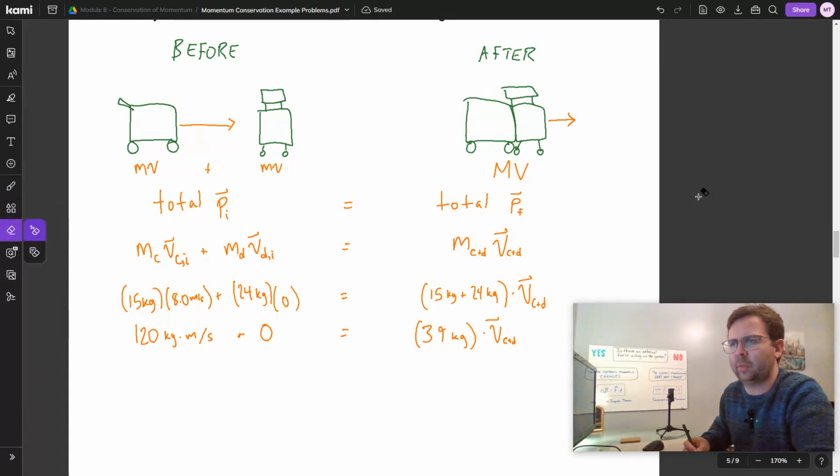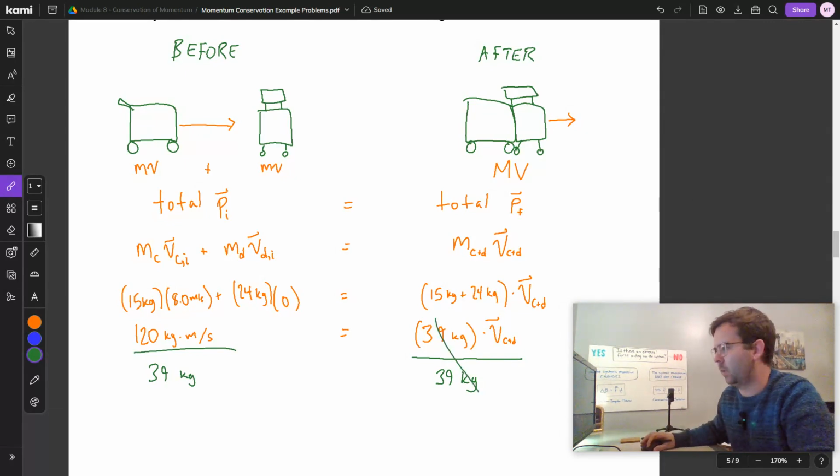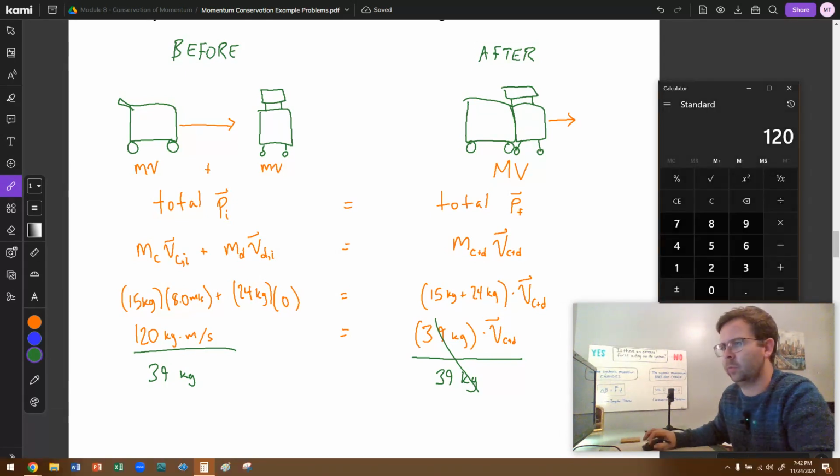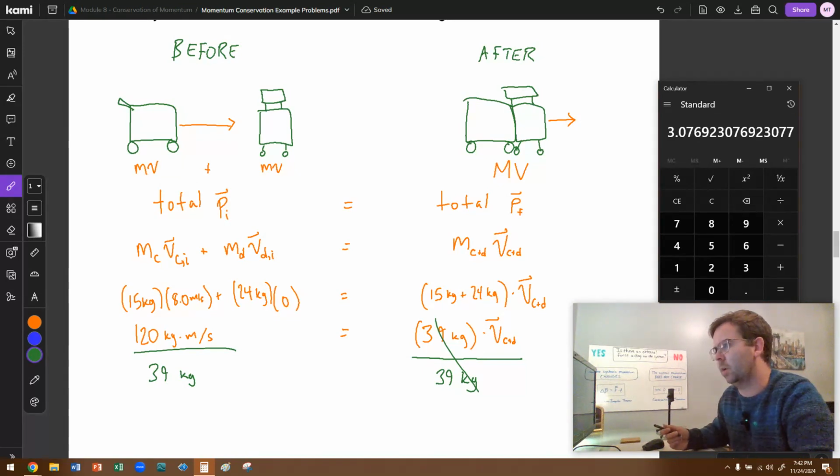I'm going to erase it just to make my math a little bit more clear on this next step, because now I need to solve for the velocity of the cart and display stand together. To do that, I'm going to undo the multiplication by dividing by 39 kilograms. And because we have an equal sign, we have to do the same thing to the other side of the equal sign to keep it equal. That gets rid of the number in front of the velocity that we're looking for. But now we're going to do 120 divided by 39. That'll give us, we need two significant figures, so we're going to round that to 3.1.